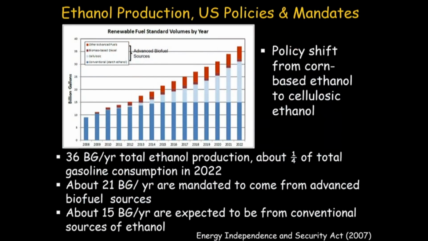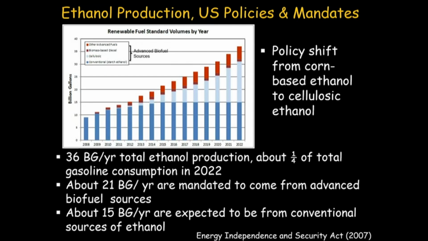Okay, so now there are mandates. According to US policies and mandates, which come from the Energy Independence and Security Act of 2007, the US is supposed to produce about 36 billion gallons of ethanol. Okay, 36 billion, which is approximately 1/4 of the total gasoline used in the US per year. It's a huge amount. Also, according to this mandate, about 21 billion gallons, or about 58% of the total bioethanol fuel, has to come from advanced bioethanol sources.